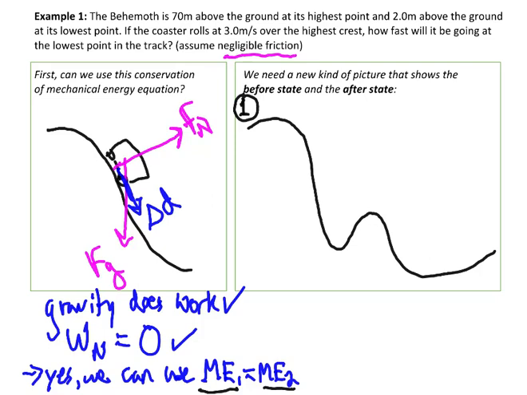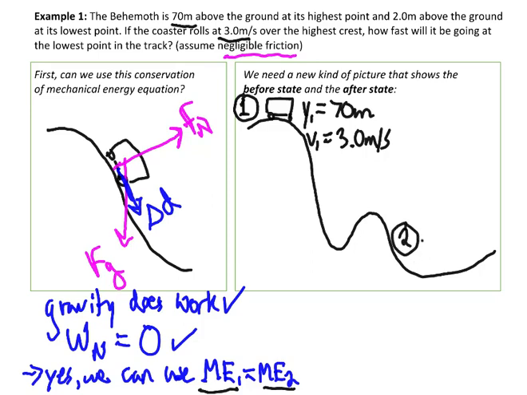At the very beginning here, we have a few things we know about the roller coaster. We know its initial height: y1 is 70 meters. And the other initial thing that we know is that it's going 3 meters per second, so v1 is 3 meters per second. Then over here, this is state 2, the lowest point. We know y2 is 2 meters above the ground at that point, but we don't know v2. That's actually what we're required to find, so I'll put a question mark there for that one.